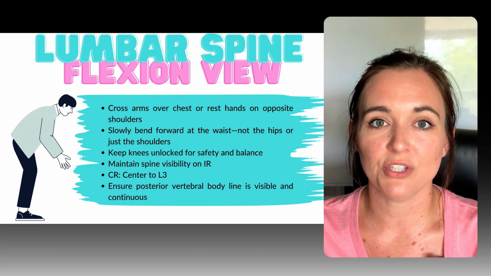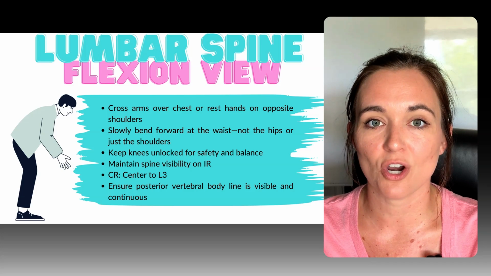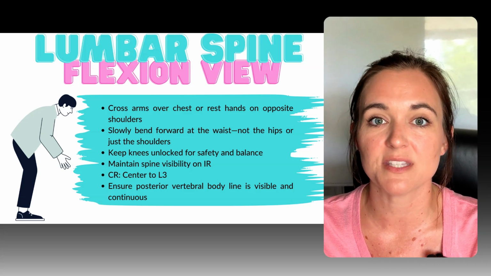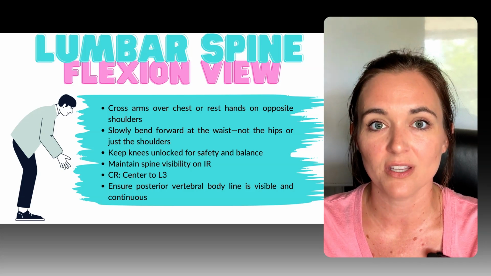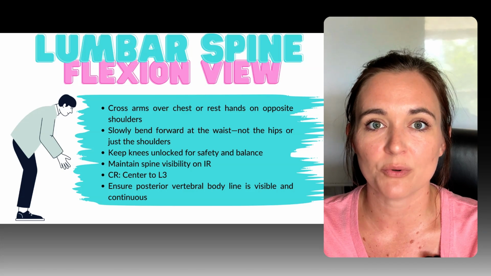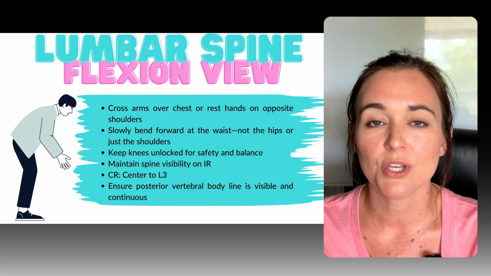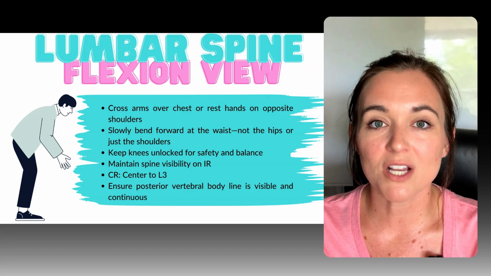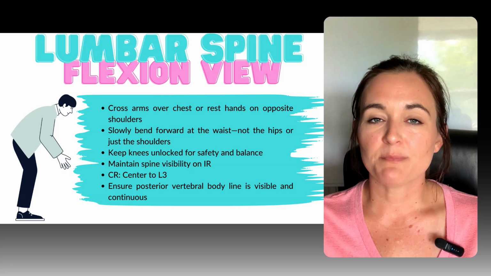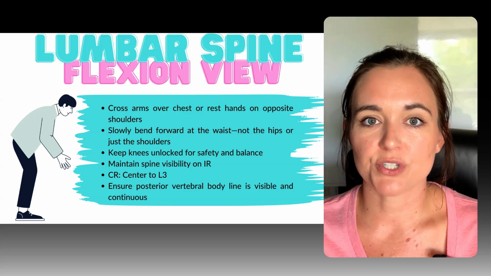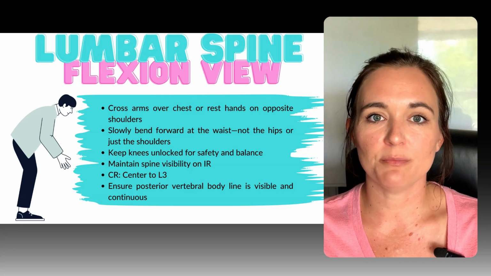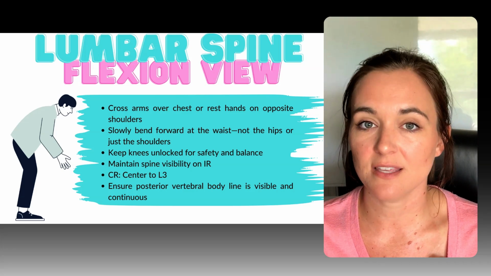On the flexion view, ask the patient to cross their arms over their chest. It keeps the arms out of the spine field. Then instruct them to slowly bend forward like they're trying to touch their toes, but only as far as they can. Watch their posture. You want the spine to curve forward, not just their shoulders slumping. Once they're in position, make sure they're stable, then take the exposure.